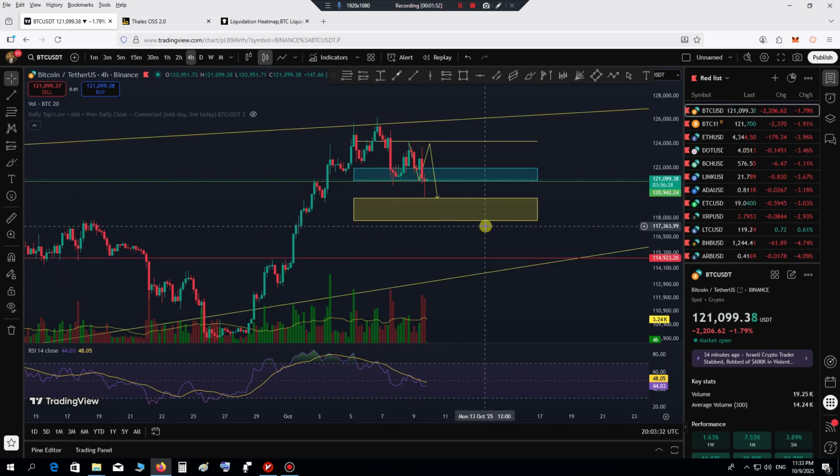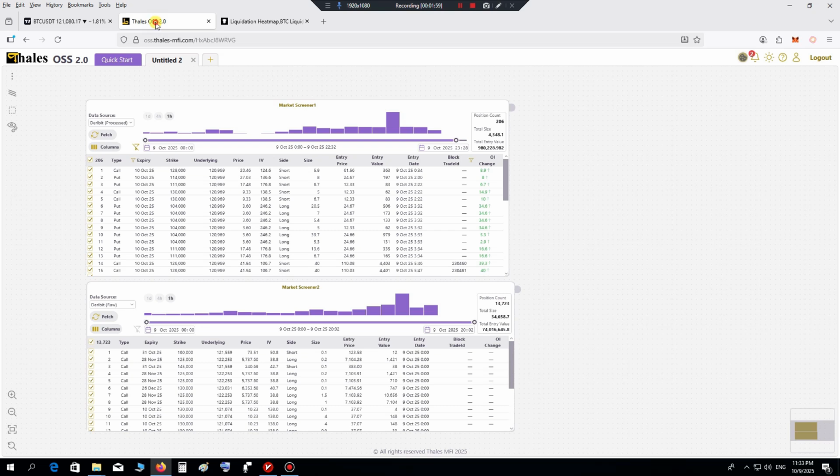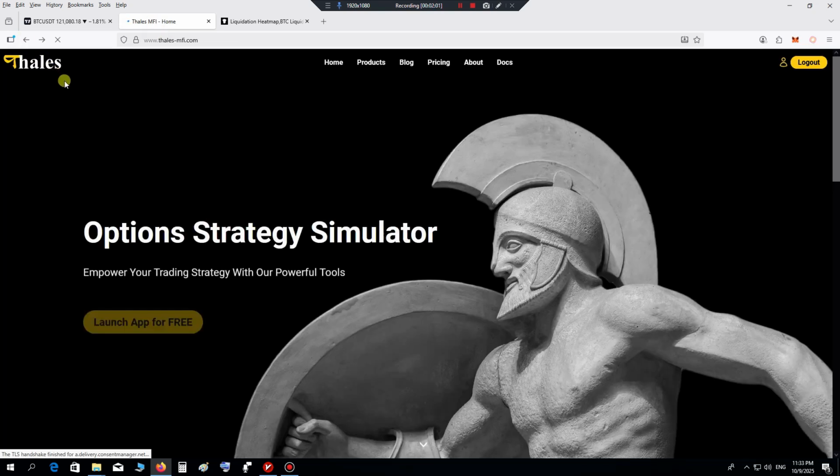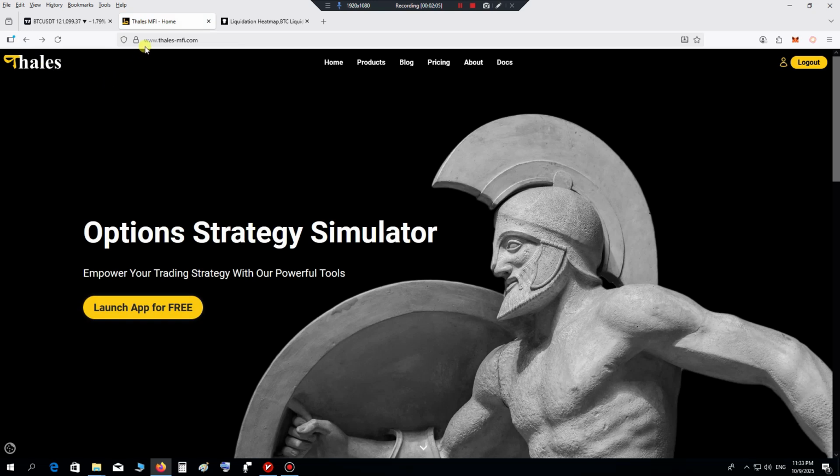Now, let's take a detailed look at the market screener tool, which you can access on the official website, www.thales-mfi.com. So, let's enter and explore the functionalities of this tool.